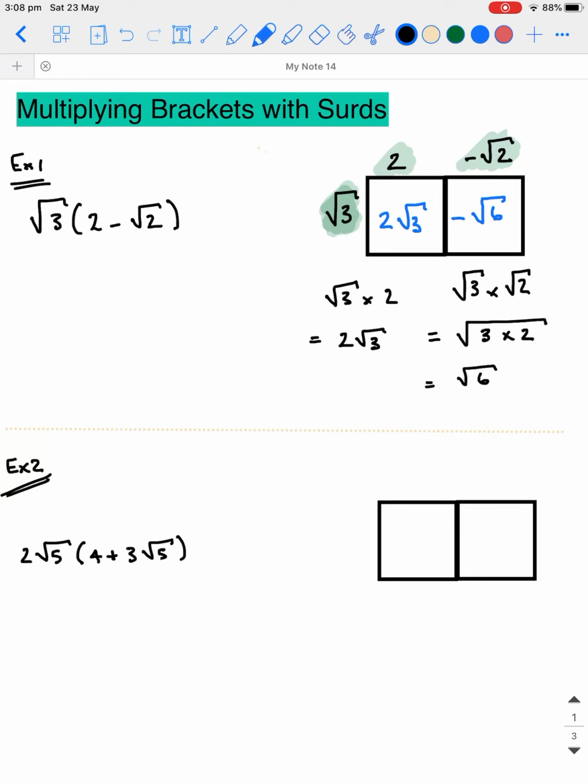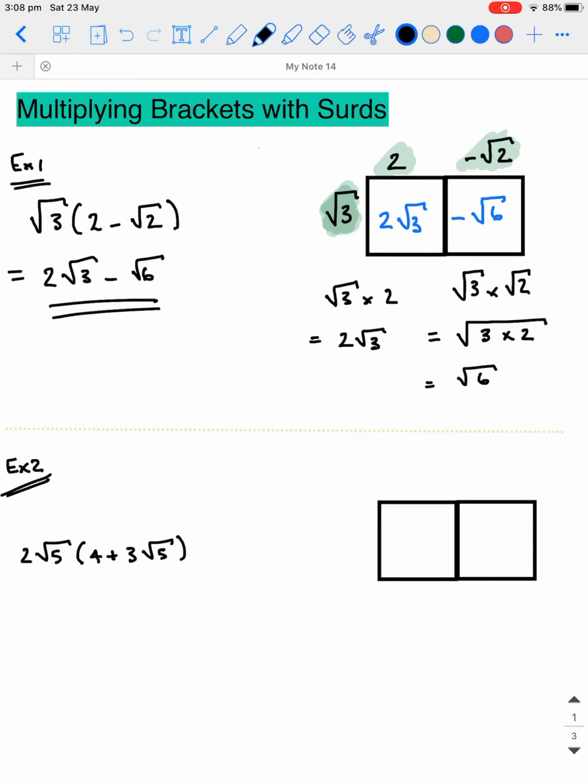What that then means in terms of your answer is that if you take root 3 and you multiply by 2, take away the root of 2, then the answer is equal to 2 root 3 take away root 6. And that is in fact your answer. There may be occasions where you might have to simplify, but I know because 3 and 6 cannot be simplified down any further, then that is in fact the answer. I can't add these terms together because they are not like terms.